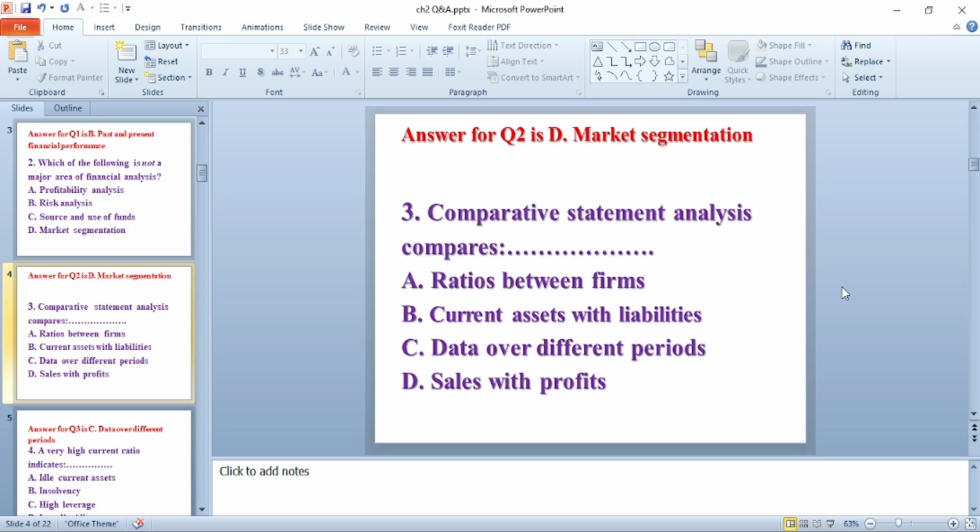Question number 3. Comparative statement analysis comprises dash: A. Ratios between firms. B. Current assets with liabilities. C. Data over different periods. D. Sales with profit. The answer for this question is C. Data over different periods.